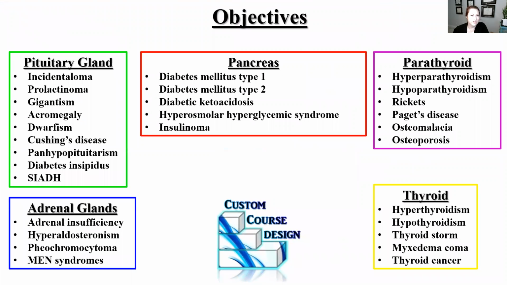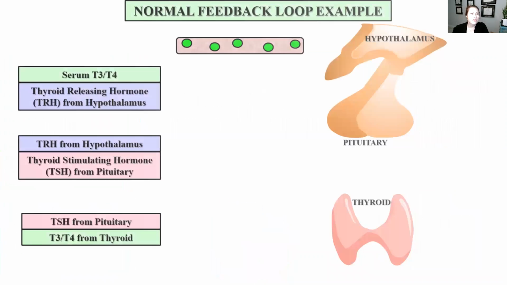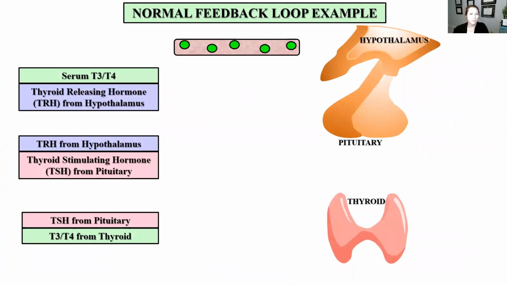Not a lot of objectives in this unit compared to some of our other units, but a lot of these are theoretical diseases. So you have to kind of think through the layers on what's happening with the hormone there. So I'll try to simplify that for you. The first thing I want to start with is, what is a normal feedback loop?